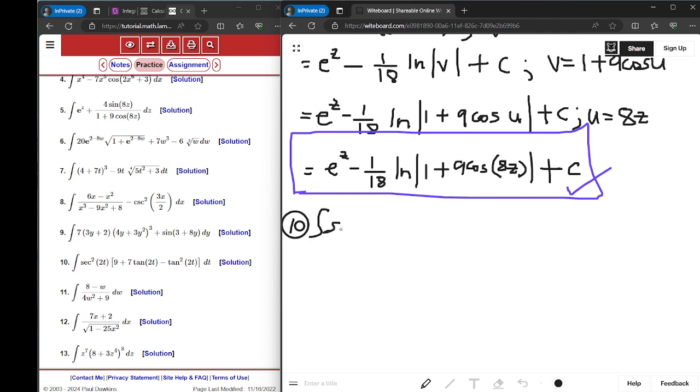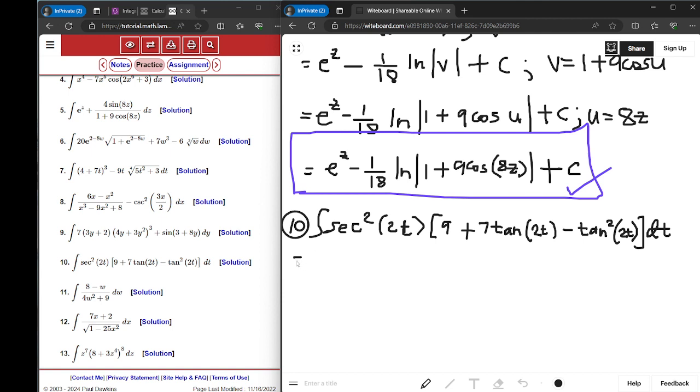So the integral of secant squared of 2t times, oh no, I will have to write in this form, t times the quantity of 9 plus 7 tangent of 2t minus tangent squared of 2t, then dt.